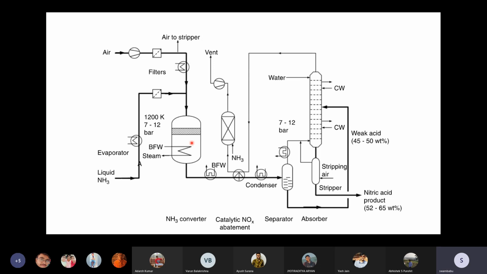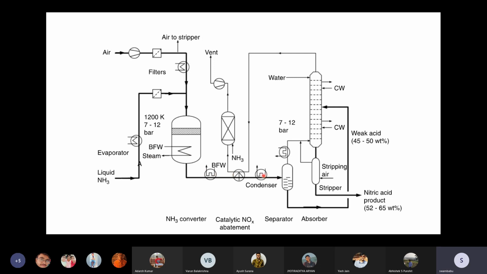But one problem is that the conversion of nitric oxide to NO2 should be carried out between 400 to 500 Kelvin, whereas the gases leaving this reactor will be at more than 1200 Kelvin. So this intermediate cooling is required. The boiler feed water is utilized to generate steam here. Again, boiler feed water is utilized to generate steam here.